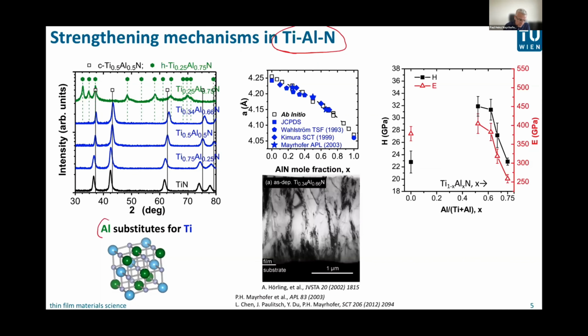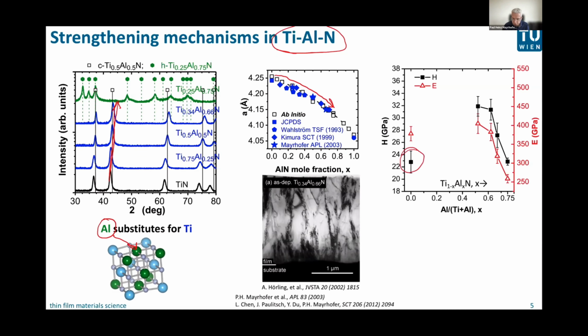Here, the aluminum substitutes for titanium in a face-centered cubic lattice. That leaves us with a slight variation in the position of the face-centered cubic reflexes, meaning they go to higher angles, meaning the lattice parameter itself nicely decreases, as we would expect if we have a nice solid solution, and that provides us typically with higher hardness.